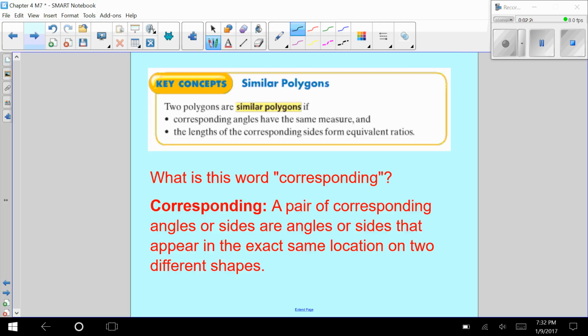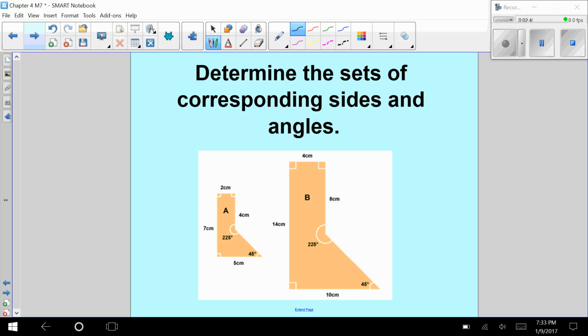So similar polygons: two polygons are similar if corresponding angles have the same measure and the lengths of the corresponding sides form equivalent ratios. But what is this word corresponding? A pair of corresponding angles or sides are angles or sides that appear in the exact same location on 2 different shapes. Please realize one of the shapes could be turned, so you kind of have to turn it back or turn it in your mind to find corresponding parts. Let's determine the sets of corresponding sides and angles.